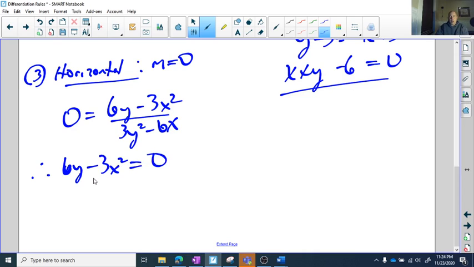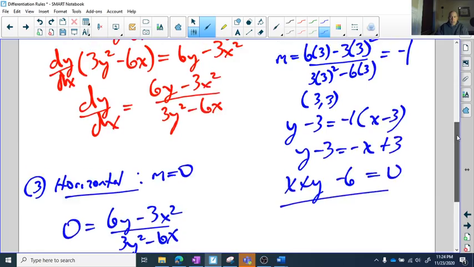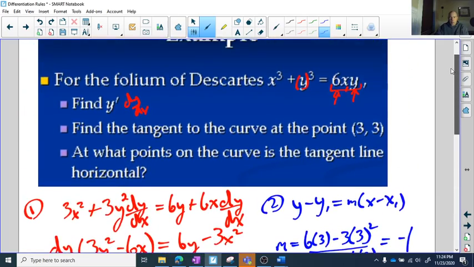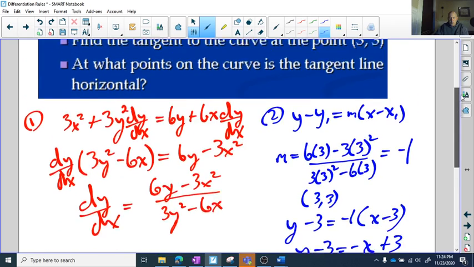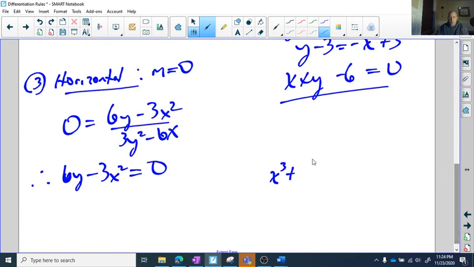Now you look here and say, well, that's a problem. How do I know? I've got two different variables. Well, you need a second equation. Lucky for you, we have one up here, which says x cubed plus y cubed is 6xy. So these are the two equations you have to work together with. This is the derivative equation, and this is the actual original, but it's the same x and y being referred to in both of these.